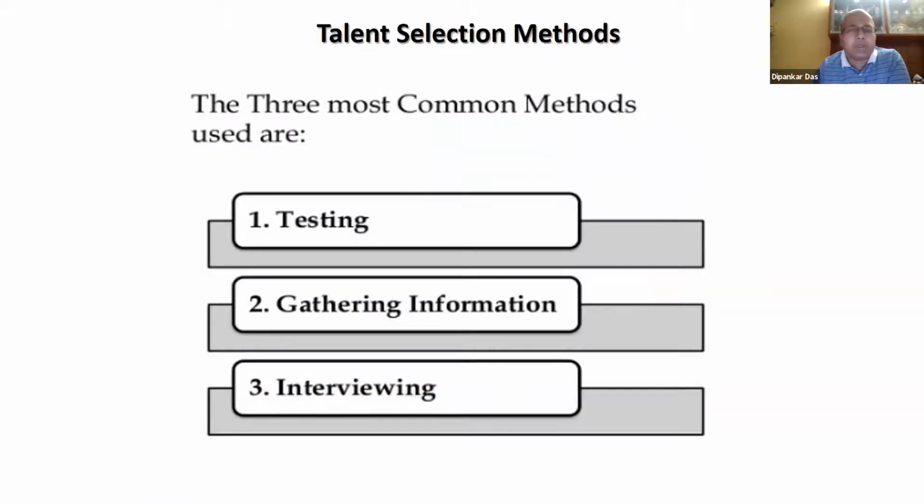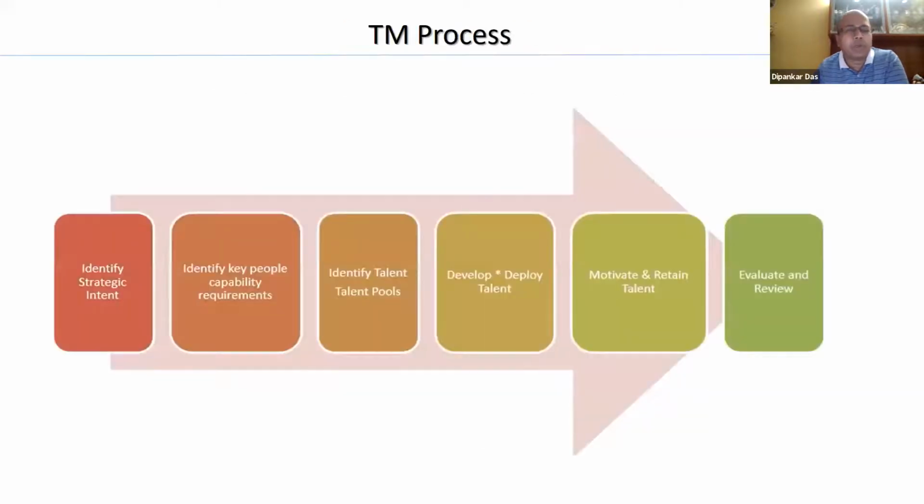Okay, so moving on, the three common methods are testing, gathering information about the candidate, and the interviewing part. All three are very important. The typical process is: you identify the strategic intent, identify what capabilities you are looking for. That is when you create your job descriptions. Then you identify the talent and the pools, whether you want to hire people from the competitor or from any particular talent pool, from relevant universities or IT companies, etc. And then you decide whether to develop or deploy. Then you motivate and retain, and evaluate and review. So that is typically the life cycle that you have.